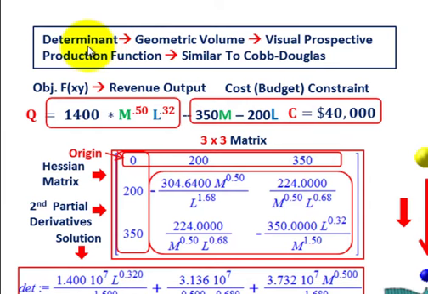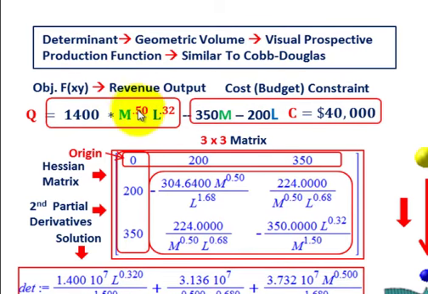What we're going to be going over here is a determinant. And we're going to look at this determinant in terms of a geometric volume and really look at it from the visual perspective. The determinant we're going to be dealing with is like the production function here, similar to the Cobb-Douglas production function. So this is our production function.